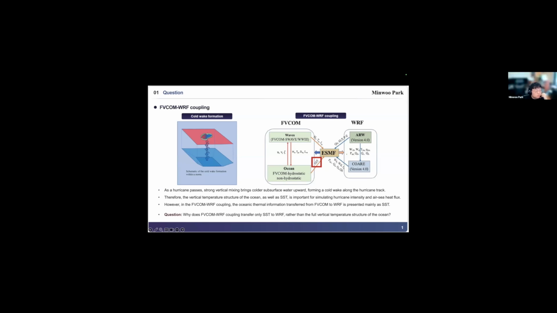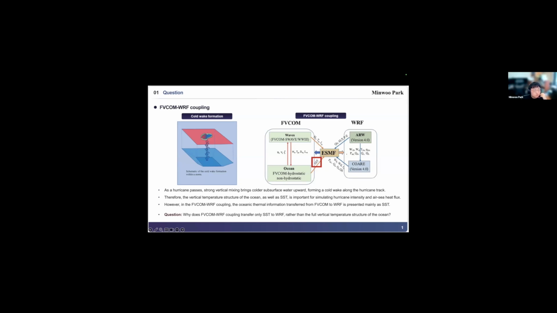When a hurricane passes over the ocean, strong vertical mixing brings cold water to the surface, forming a cold wake behind the hurricane track. In this regard, I think that not only sea surface temperature, but also the vertical structure of ocean temperature is an important factor when simulating hurricanes.